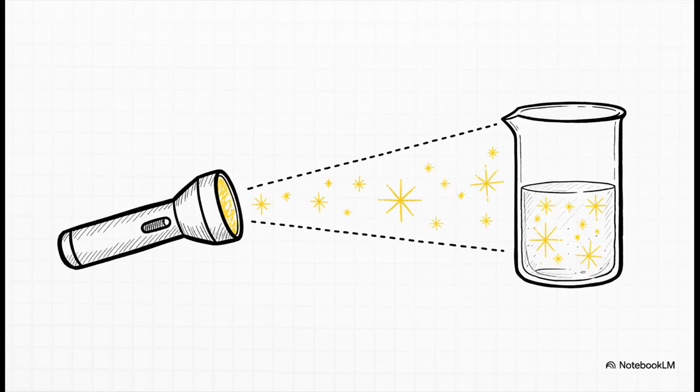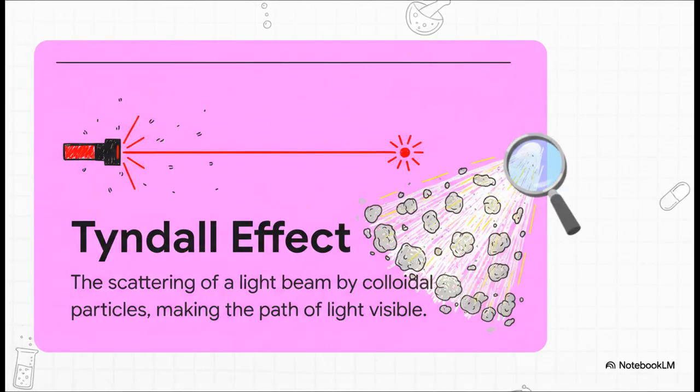See, unlike a true solution, which is crystal clear, colloids do something really distinct when you shine a light on them. And it's called the Tyndall effect. It's simple, really. If you take a laser pointer and shine it through a true solution, like salt water, you won't see the beam inside the liquid. But if you shine it through a colloid, the particles inside will scatter the light, making the beam's path totally visible. It's a quick and dirty, but powerful way to confirm you've got a colloid on your hands.